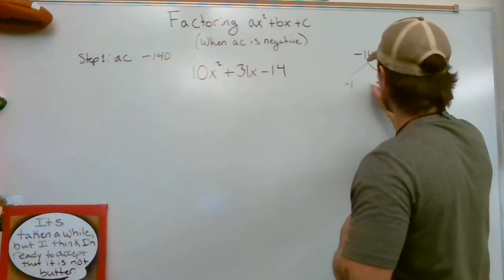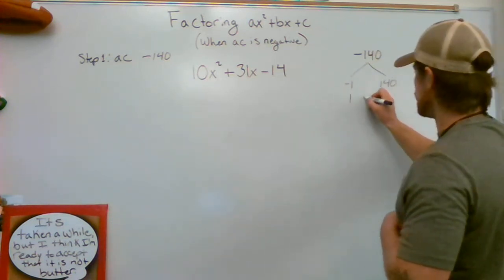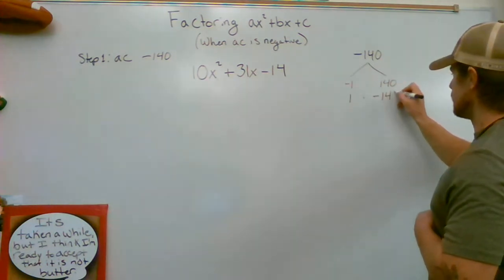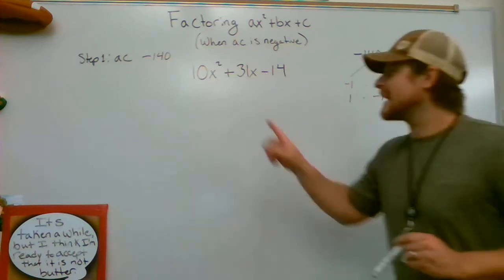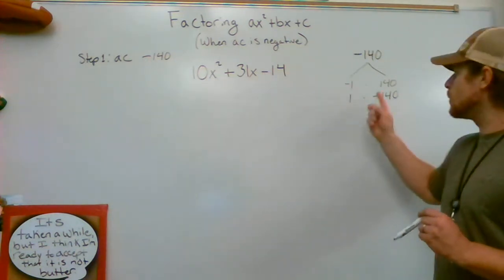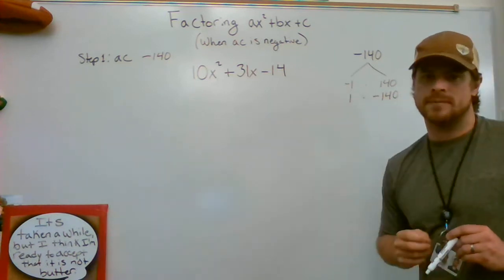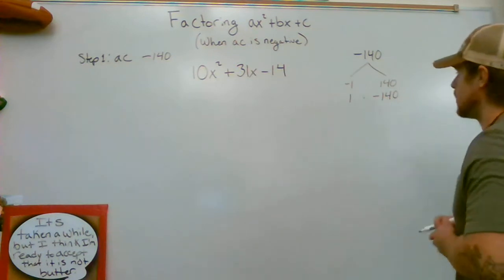I could do negative 1 times 140. I could do a positive 1 times a negative 140. If I were to add these together, either or, they're not going to add up to 31. You're going to get used to this to where you don't write down the ones that you know aren't going to add up to the middle b value. All right, but for now, again, like I said, I'm going to list them all out for us.